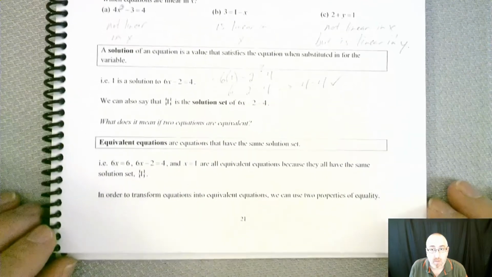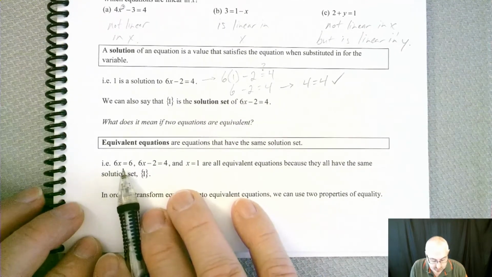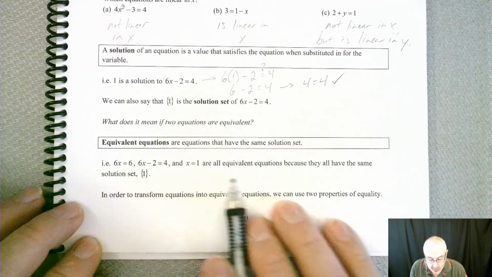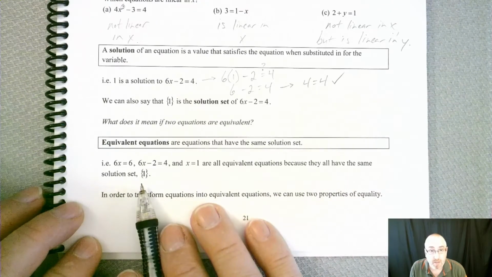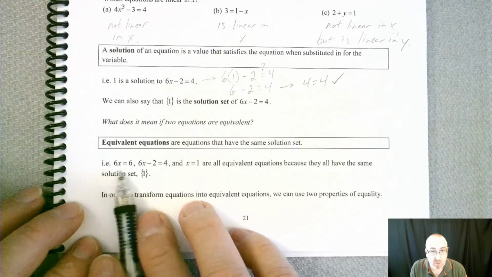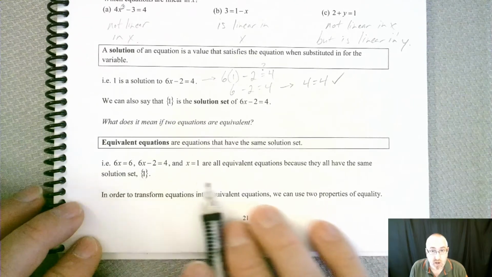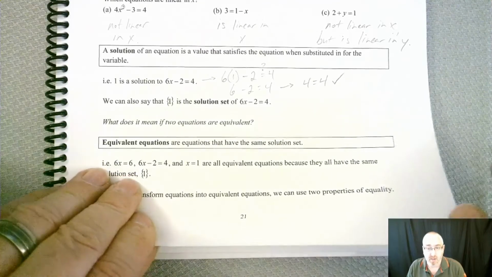So we got a few different cases here. 6x equals 6, 6x minus 2 equals 4, and x equals 1 are all equivalent equations because they all have the same solution set of 1. 1 satisfies every one of these problems. So in order to transform into equivalent equations, we can use two properties of equality. So let's see what those properties are.